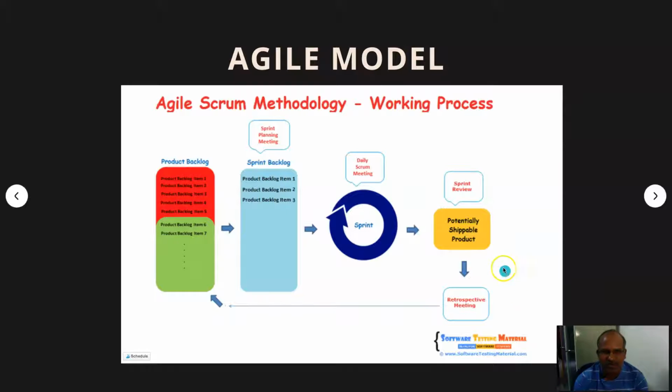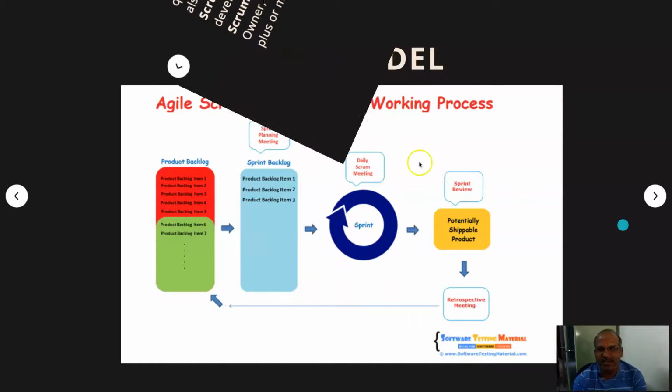Each sprint will probably be 2 weeks to 1 month, and all the SDLC phases are repeated in the sprint: requirements, design, coding, testing, and release will be done within the sprint. So this is the Agile methodology. Let us see what the various terms in Agile methodology are.